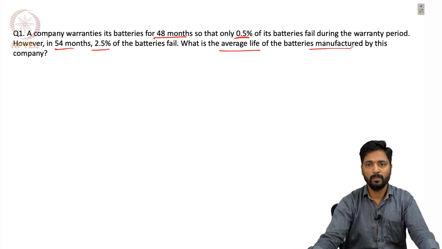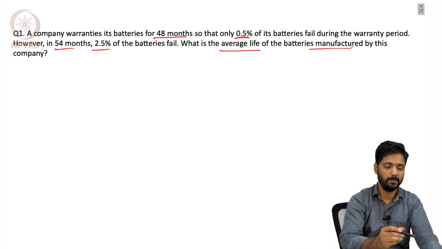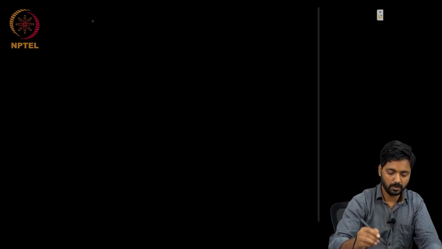So, let us go back to the board and understand how this problem is to be approached. Now, here, since we are only concerned with batteries that fail during the 48-month or 54-month period, we are concerned only with the one tail of the Gaussian profile.